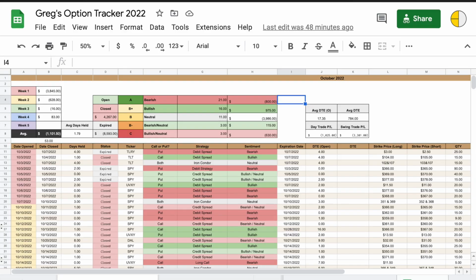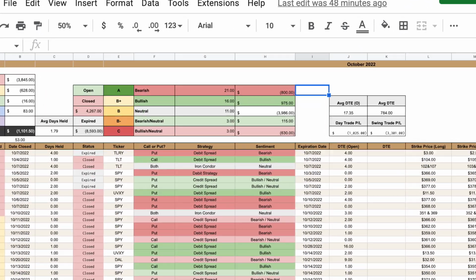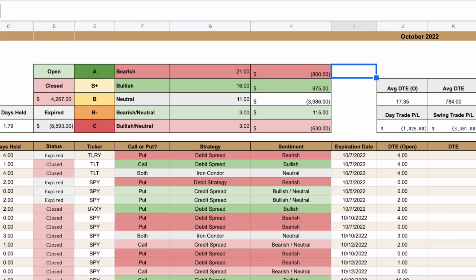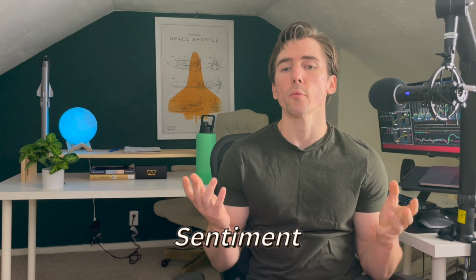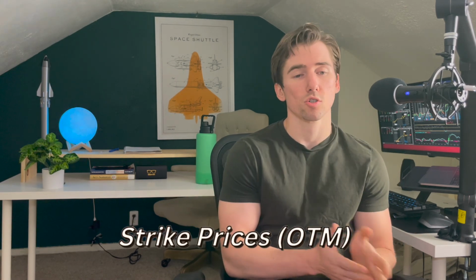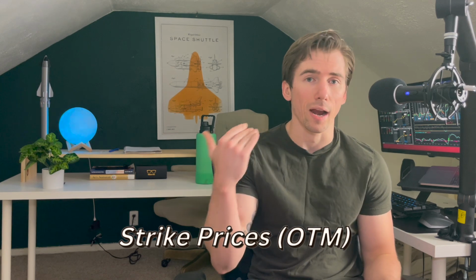I've actually made my spreadsheet to where I'm inputting the sentiment that I have for a stock. That way I can see which strategies and which sentiments are working best each month. And that'll give me an idea for what the sentiment was for that month. So we can choose between debit spreads and credit spreads by using sentiment, or we can decide by choosing our strike prices and making sure they're out of the money.